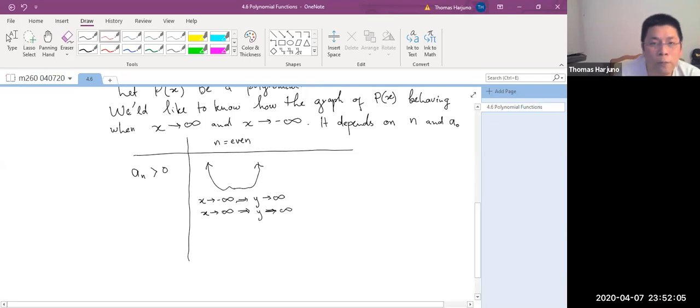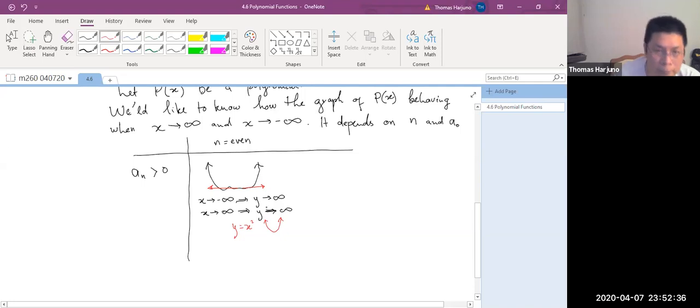As we go far to the left of the coordinate system, the value of the polynomial will go to positive infinity. When we go to the right instead, it will also go to positive infinity. Now you can imagine the graph of y equals x squared. Notice that the graph of x squared looks like this, right? When you go far to the right, it is positive infinity. When you go far to the left, it's also positive infinity.